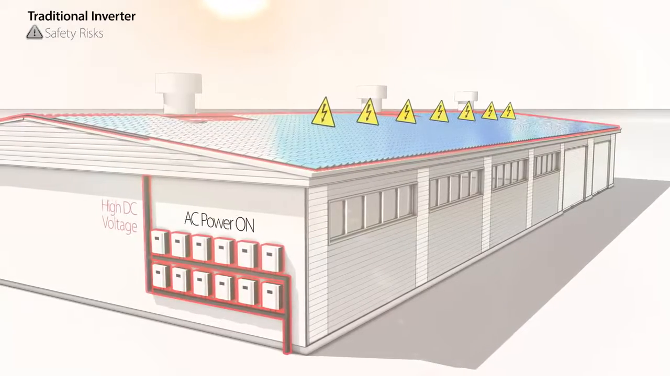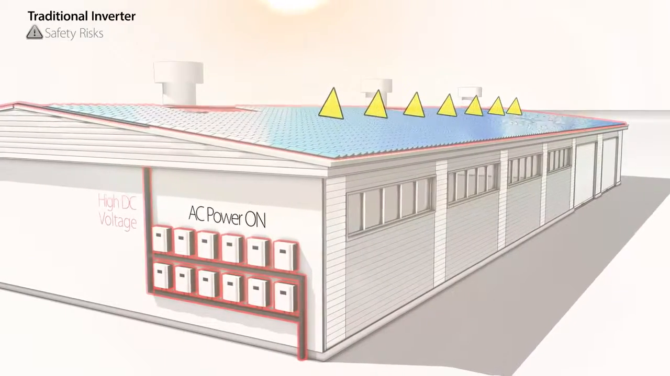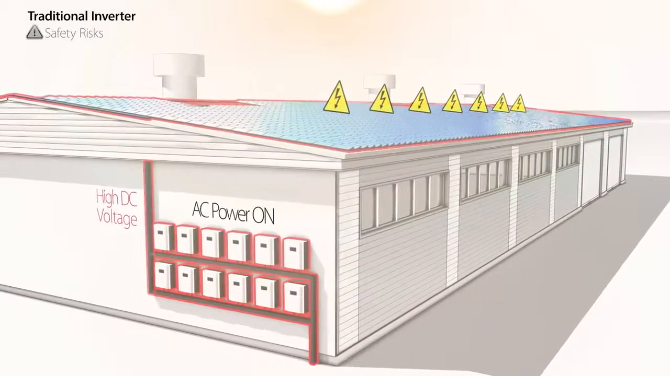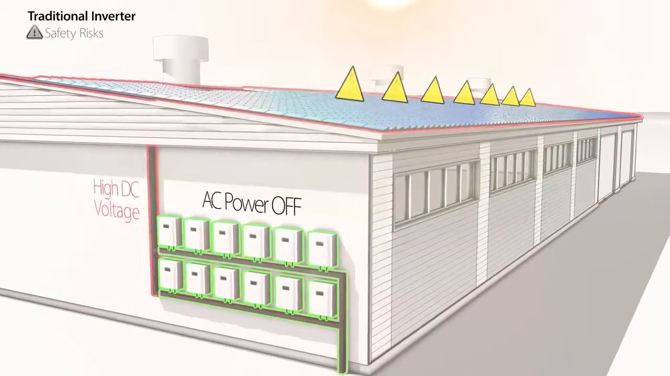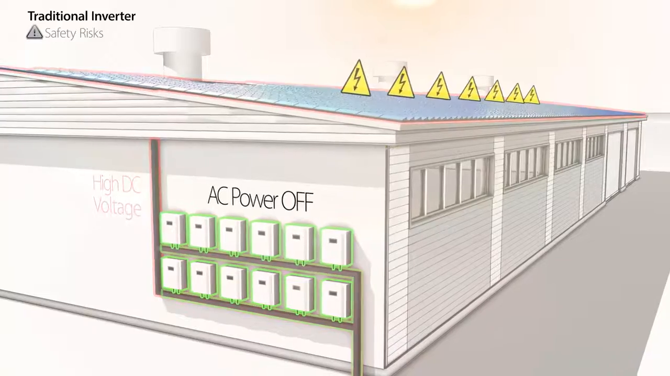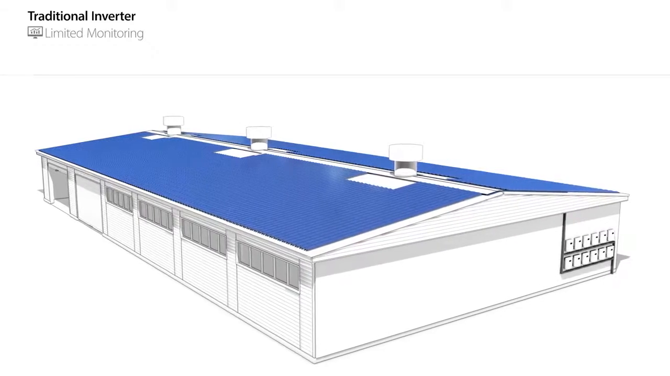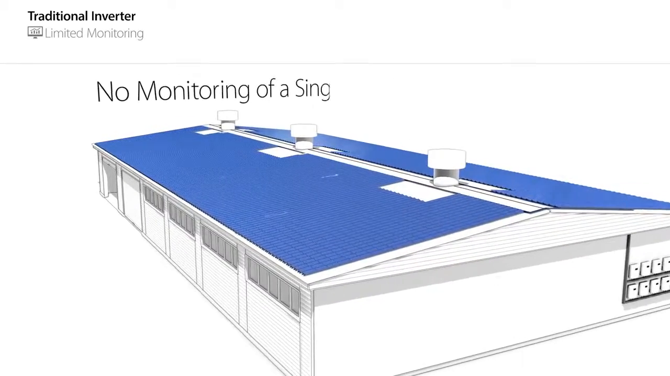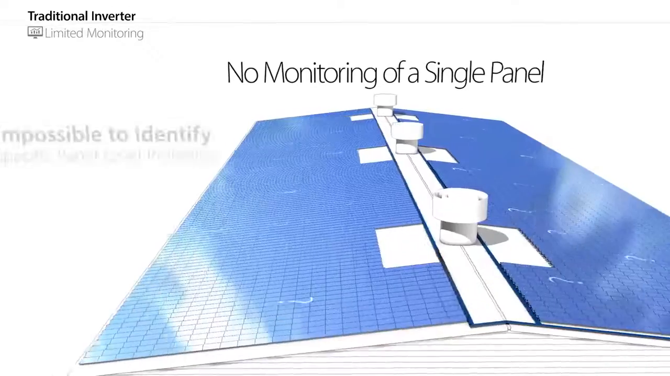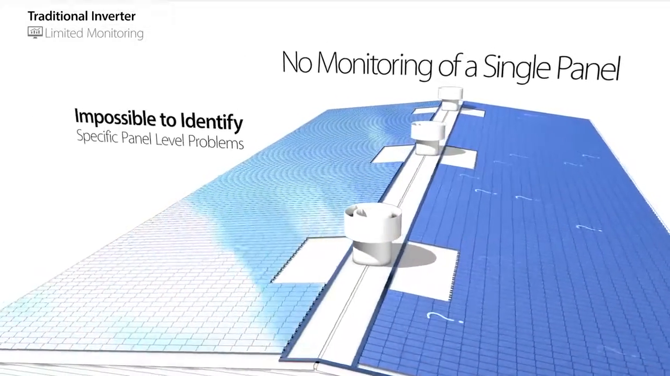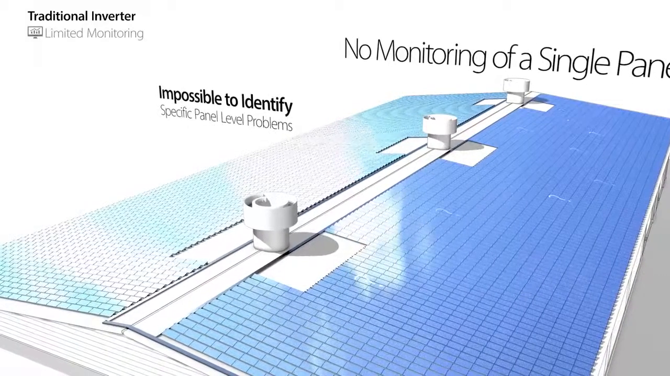A third drawback is safety issues. The DC cables that connect the panels to a string carry high voltage as long as the sun is shining. The traditional inverter cannot shut down the DC voltage of the panels, and therefore there are serious associated risks for installers and firefighters. And lastly, a traditional system cannot track power output, temperature, or any other parameter of a single panel. This makes it impossible to identify specific panel-level problems remotely.